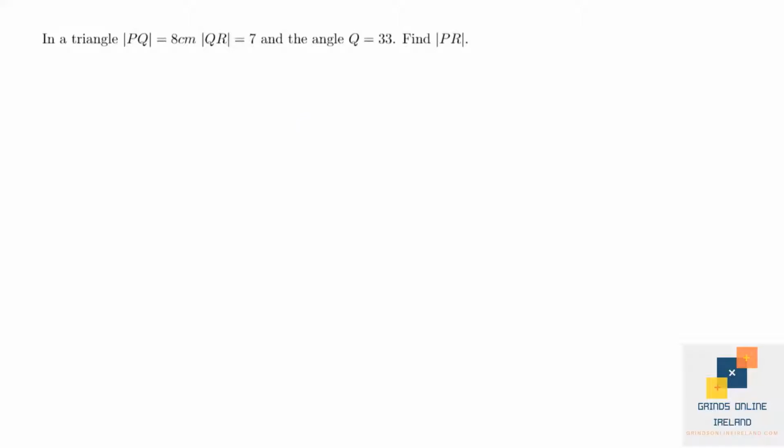So as always with these questions, our first step is to draw out the triangle. So if we do that in this case, we're going to have P, Q, and R. We know the length PQ is going to be 8. We know the length QR is going to be 7. And the angle Q is going to be 33. So whenever we have two sides and one angle, we usually use the cosine rule.